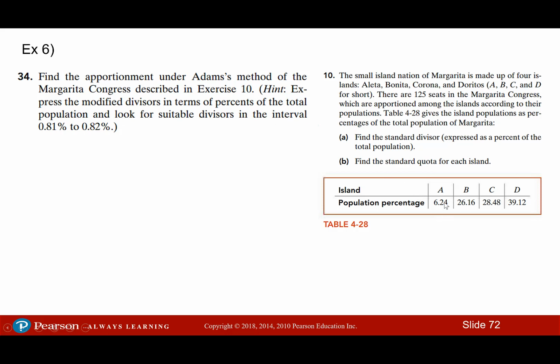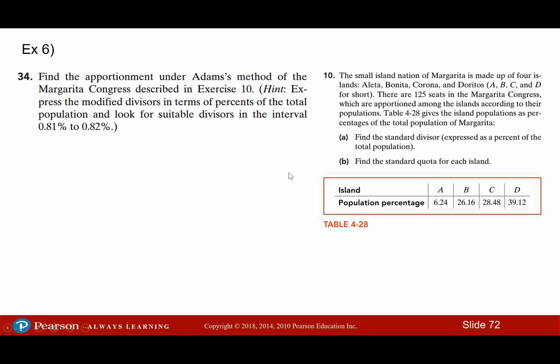So as you add all this up, it gives you a hint. It says, look, actually just divide it by 0.81 all the way to 0.82. So you can do 0.81, 0.815, 0.818, 0.819 would work, or 0.82 would work. Any one of those would be suitable divisors. They're already saying what's going to work. And so let's go with it here.